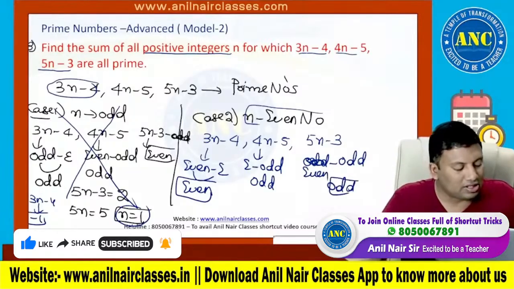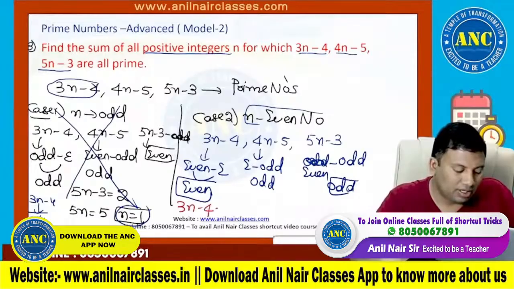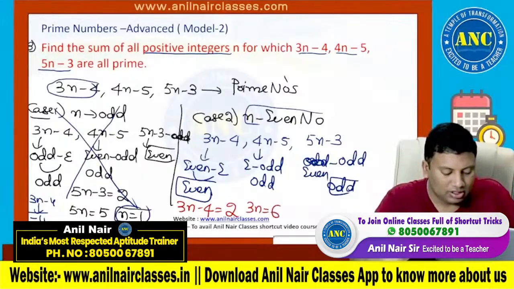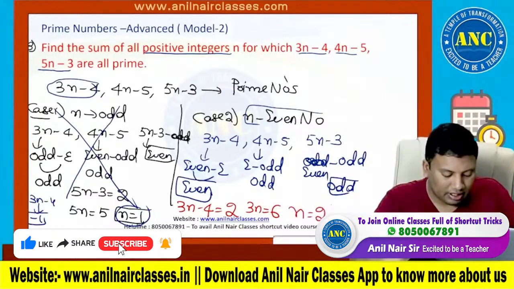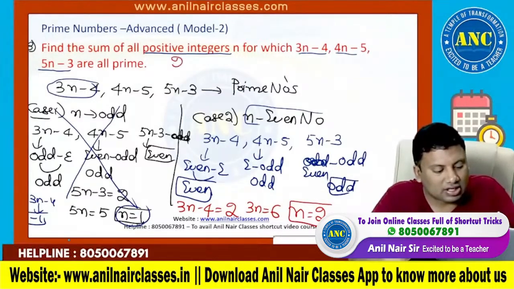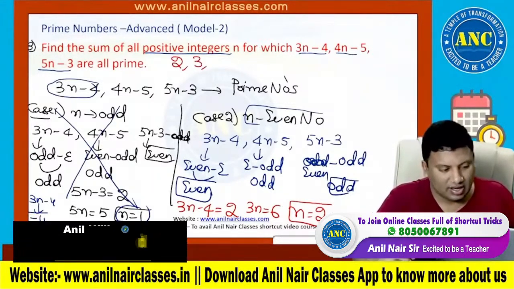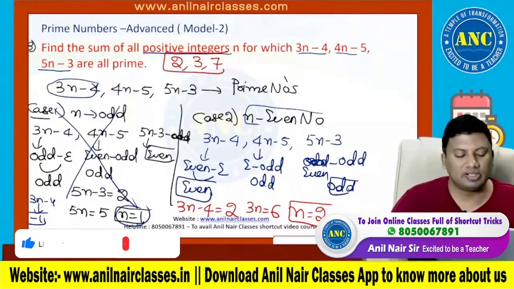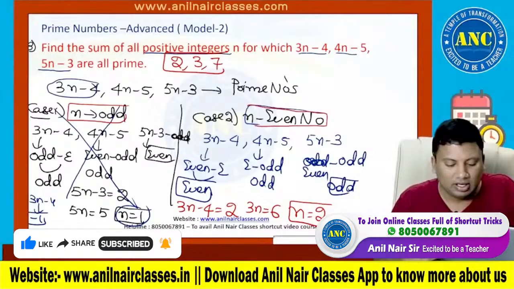The only case which we got is that 3n minus 4 should be even. So if 3n minus 4 is even, the case that is possible is 2. So 3n is equivalent to 6. n is equivalent to 2. Check it out: if n is equivalent to 2, it is satisfying. 3 twos are 6, 6 minus 4 is 2. Yes. 4 twos are 8, 8 minus 5 is 3. Yes. 5 twos are 10, 10 minus 3 is 7. Yes. 2, 3, 7 is possible. I hope it is clear. I took two cases: n is an odd number, n is an even number.